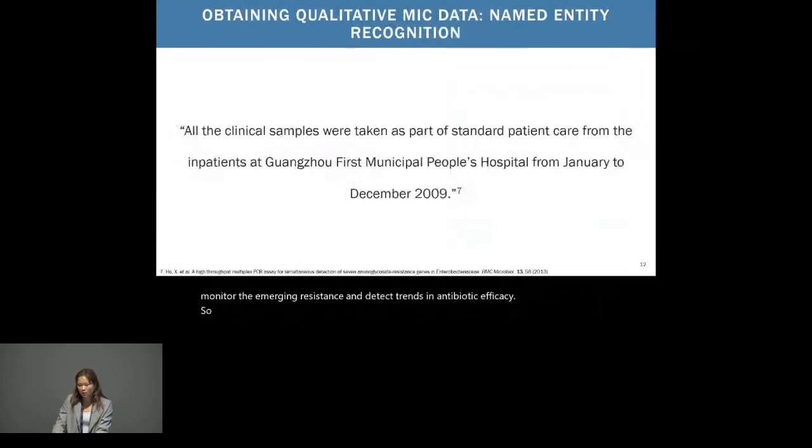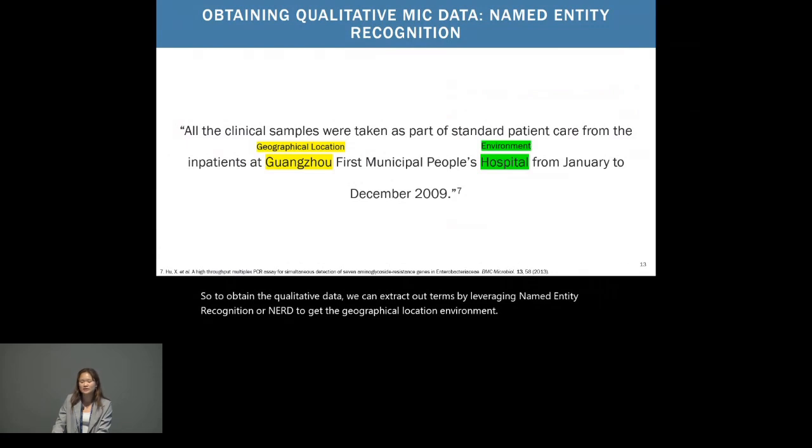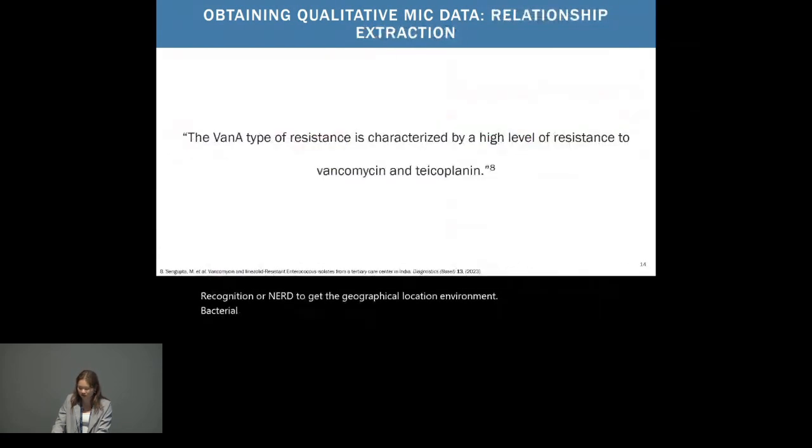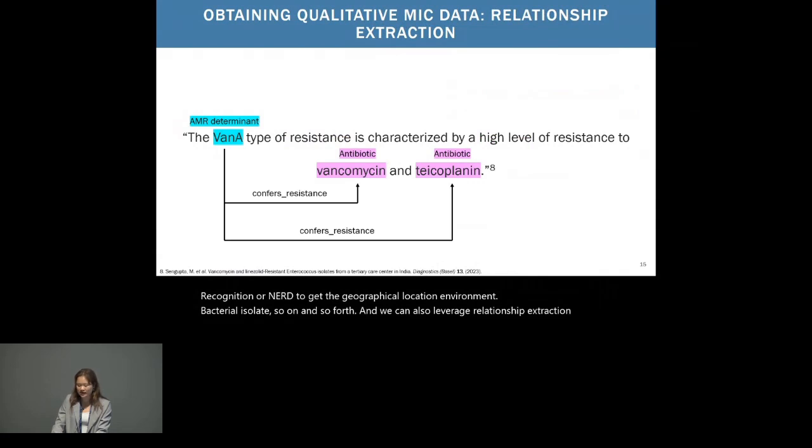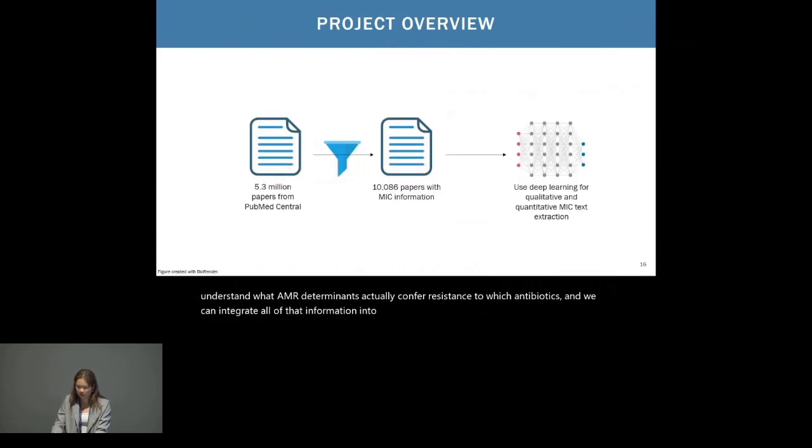So to obtain the qualitative data, we can extract out terms by leveraging named entity recognition, or NER, to get the geographical location, environment, bacterial isolate, and so forth. And we can also leverage relationship extraction to understand what AMR determinants actually confer resistance to which antibiotics. And we can integrate all of that information into CARD.